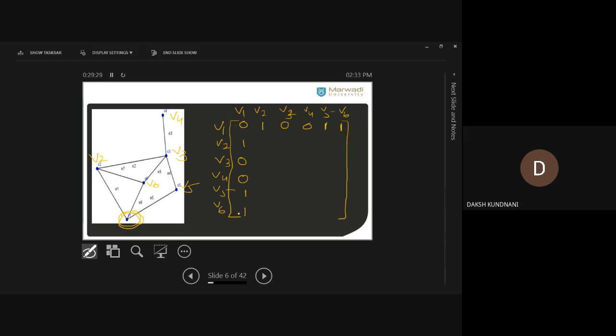Sir, second row. Hello, sir. Yes, yes. Sir, V3 to V1 is connected, sir. It is connected through V6. Not adjacent. They are connected but not adjacent.